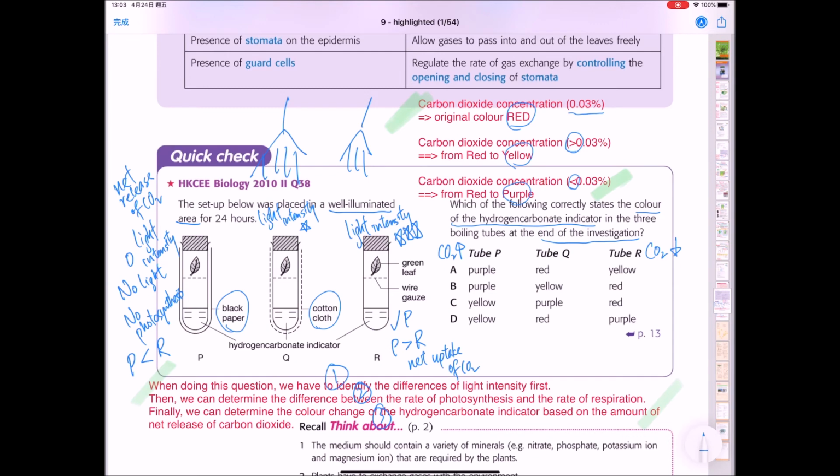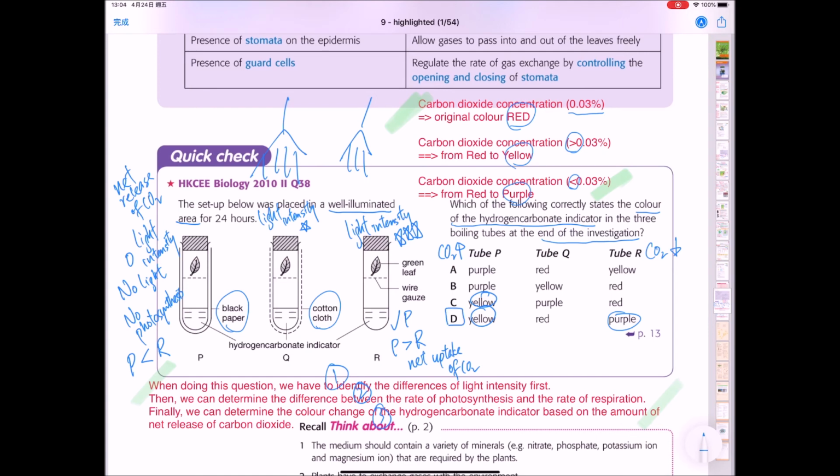So finally, we can conclude that, in choices A, B, C, D, in tube P, because the carbon dioxide concentration is higher than normal, it should change from red to yellow. And for tube R, because the carbon dioxide concentration is lower than 0.03%, it will change from red to purple. So finally, you can see that the answer should be D.